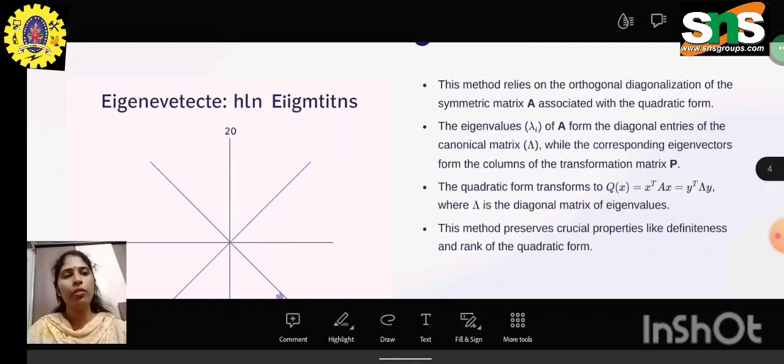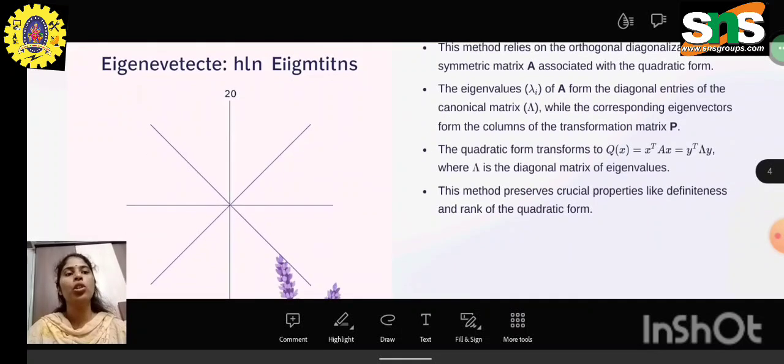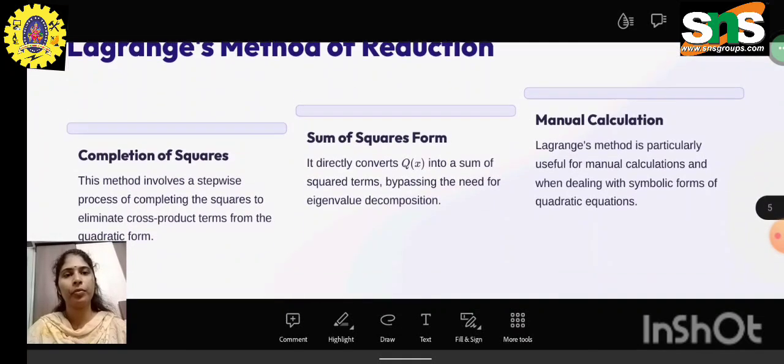So the quadratic form Q of x equal to x transpose Ax transforms into y transpose Ay, where A is the diagonal matrix of eigenvalues. This method preserves crucial properties like definiteness and rank of the quadratic form.